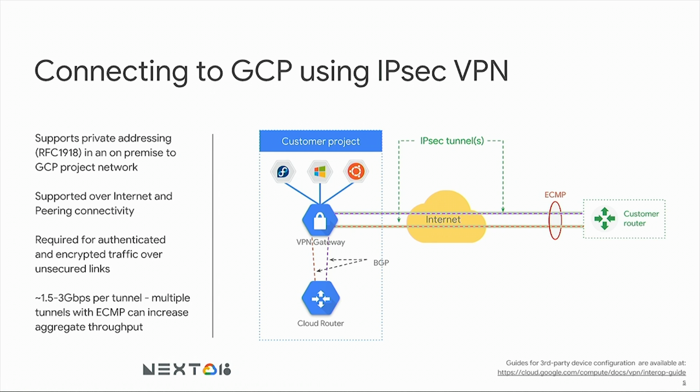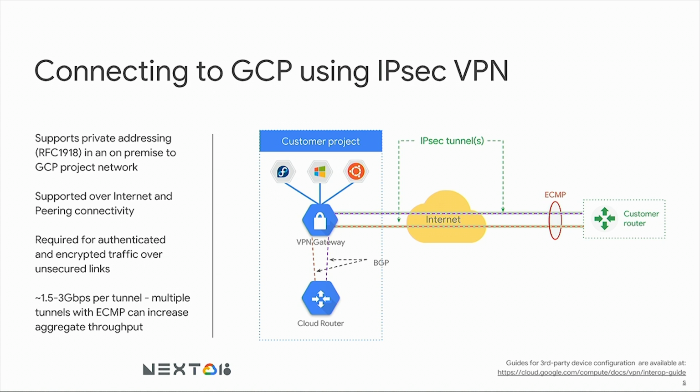So the first thing we'd like to talk about is how you use IPsec. IPsec is a low-cost, reasonable bandwidth solution into GCP. So roughly, depending on how you connect to us, if you're connecting to us over a peering link, you can get up to 3 gig per tunnel. Otherwise, it's about 1.5 gig large packet per tunnel.